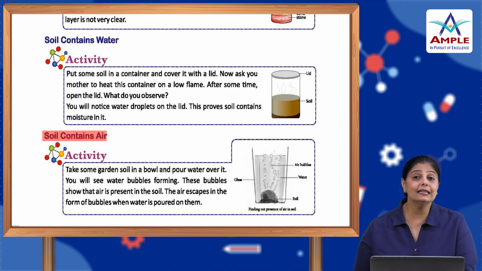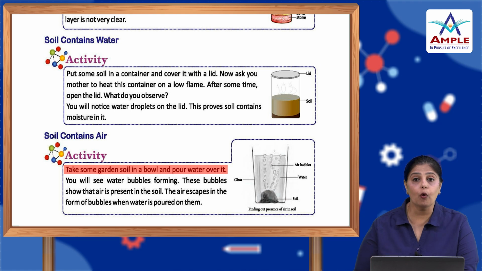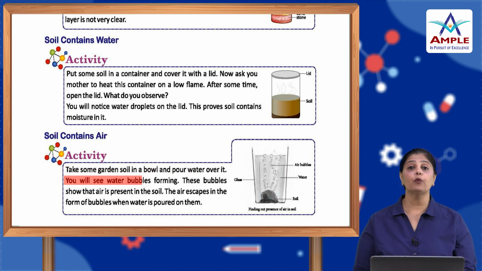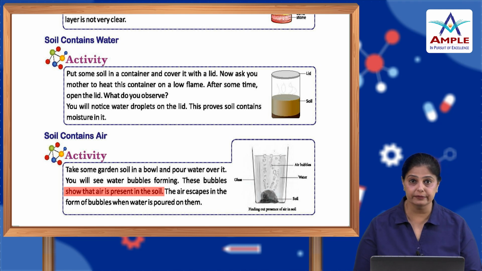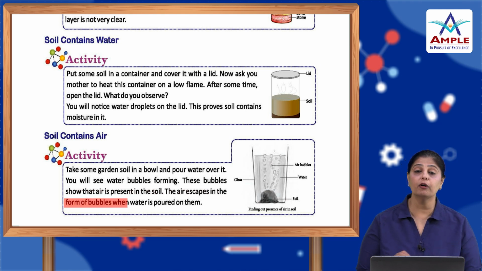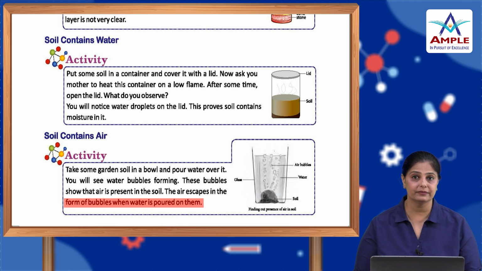Now, soil contains air. Activity: you have to take some garden soil in a bowl and then pour water over it. You will see water bubbles. What are these bubbles? They are the air bubbles which are coming. These bubbles show that the air is present in the soil. They will come from the gaps where the soil is a little up and down. This air escapes in the form of bubbles when water is poured on it.